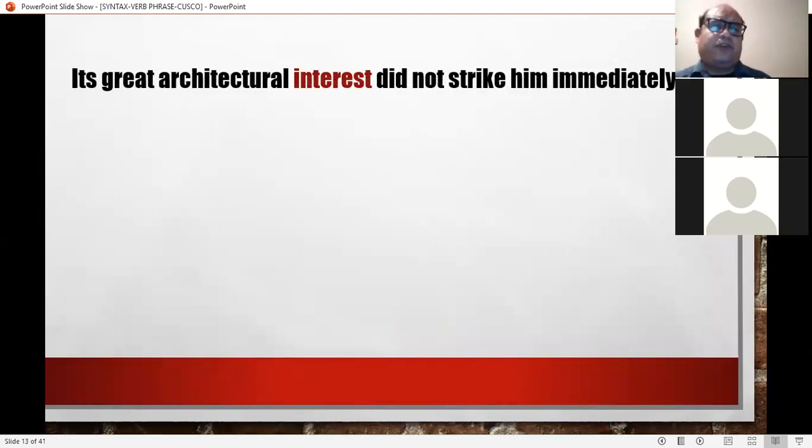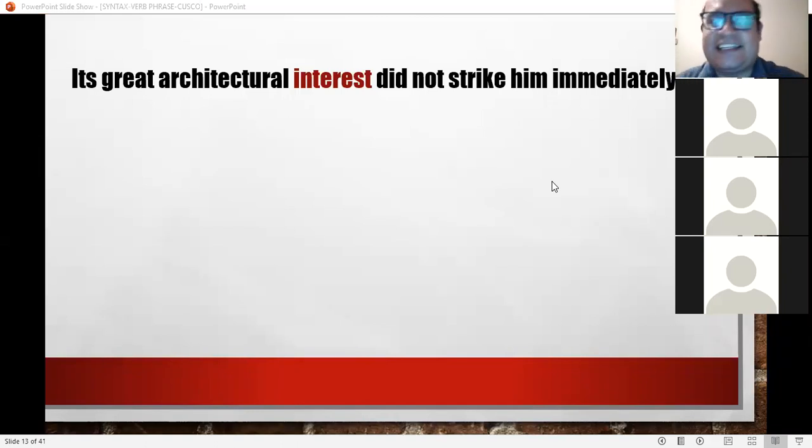Another example. Its great architectural interest did not strike him immediately. What is the use of interest here? Is it a verb, is it a noun, is it an adjective? What is the function of the word interest? Adjective? Adjective? Sure. The noun. Yes, that's it. It's a noun. How do we know that this is a noun? How do we know it?